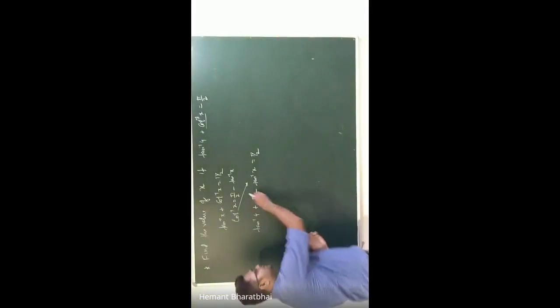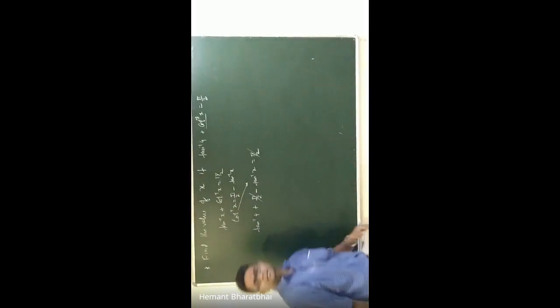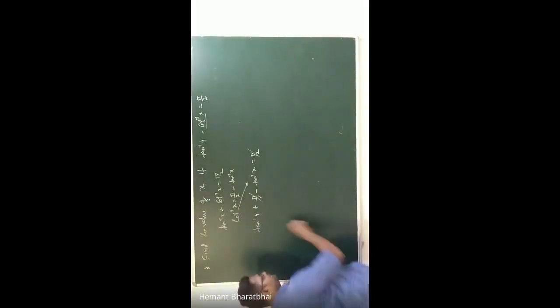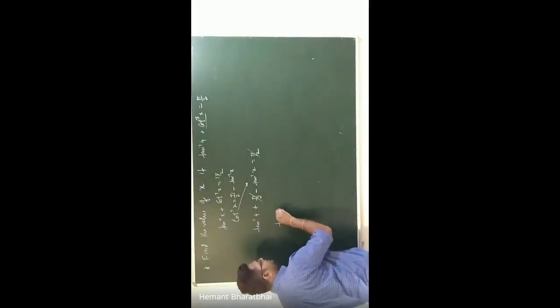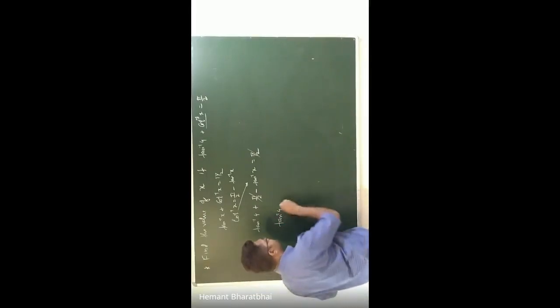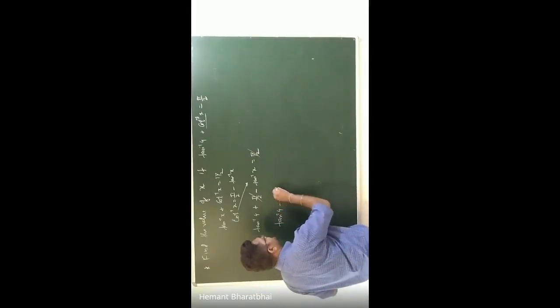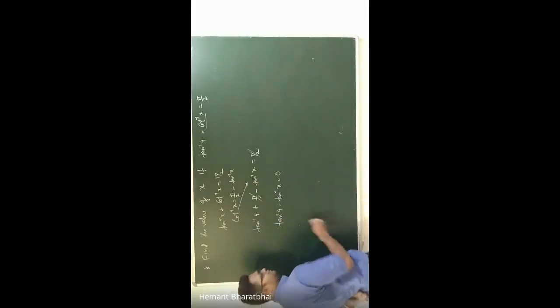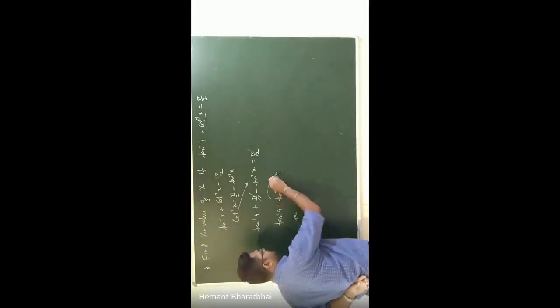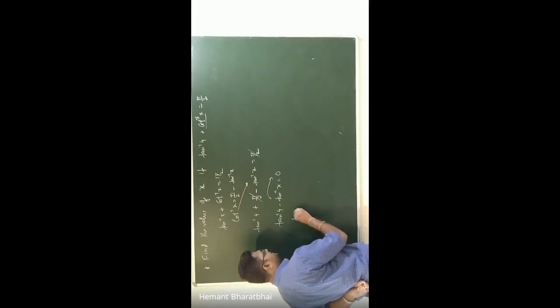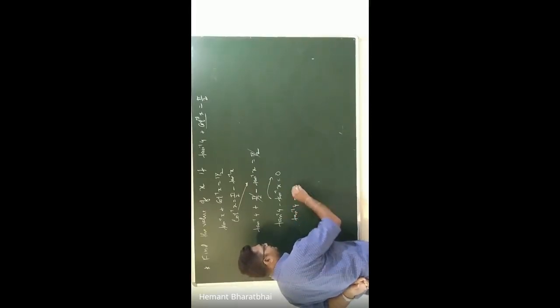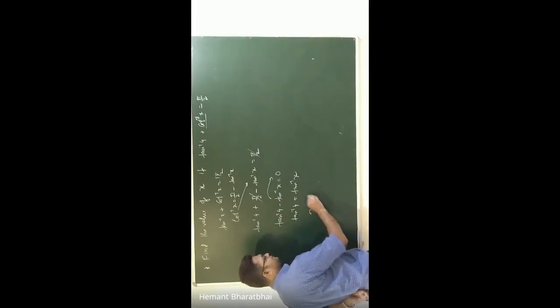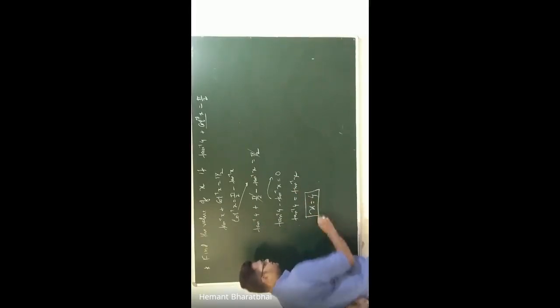So now this pi by 2 and this pi by 2 get cancelled. So I'll get tan inverse of 4 minus tan inverse of x is equal to 0. This goes over there. So I'll get tan inverse of 4 is equals to tan inverse of x. So now tan inverse will get cancelled, and I'll get x is equal to 4.